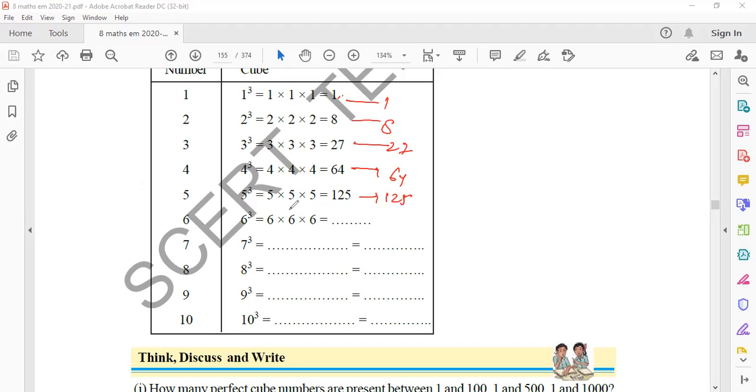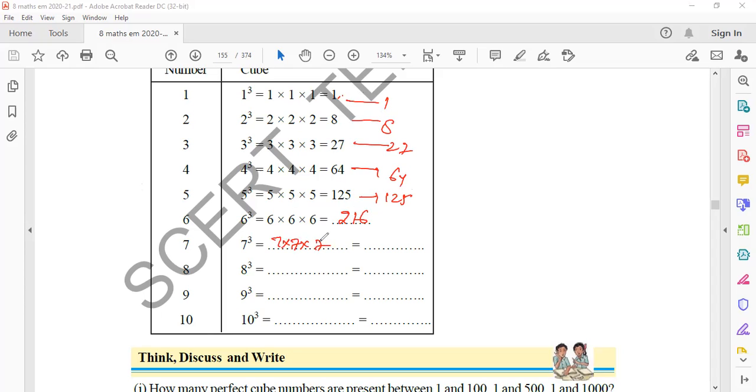Next, 6 cube is there. What is the value of 6 cube? How to find it? They didn't mention it, so you need to find it out. 6 times 6 times 6. 6 sixes are 36, 36 into 6 is 216. The answer is 216. Similarly, 7 into 7 into 7.